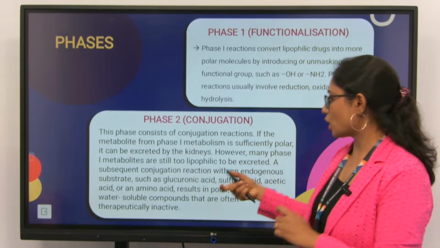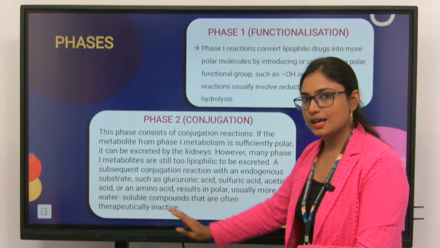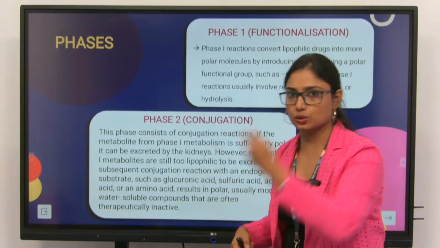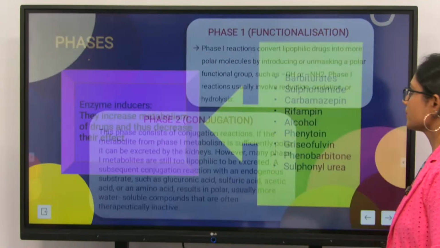Here the drug is conjugated with either glucuronic acid, sulfuric acid, acetic acid, or an amino acid, and it is converted to a polar group. So it is converted to a hydrophilic form that can readily get excreted out.